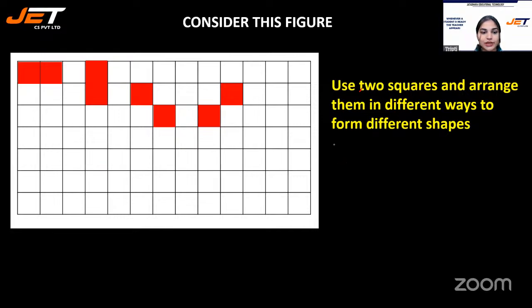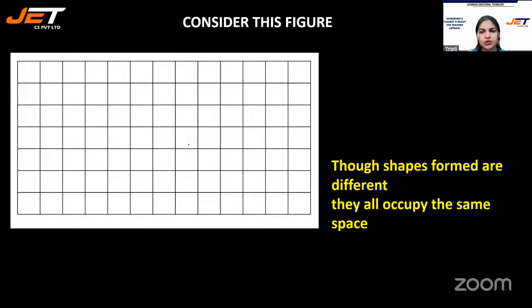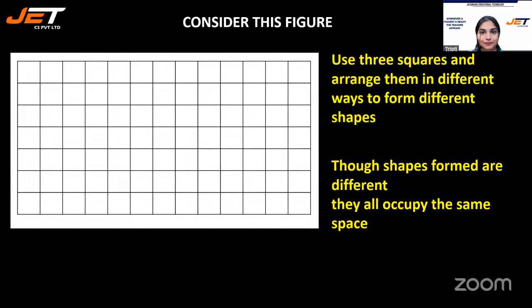No, you cannot. So here, what is common in all these shapes? All these shapes occupy the same space, be it this one, these two, or these two. The shapes formed by them are different, but all of them are occupying the same space.